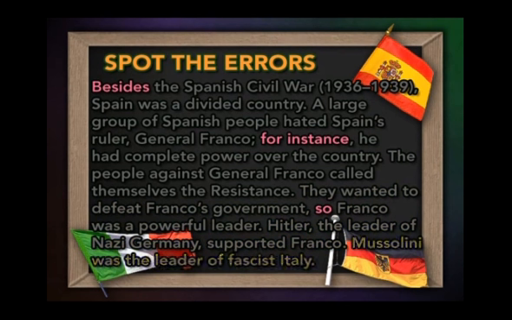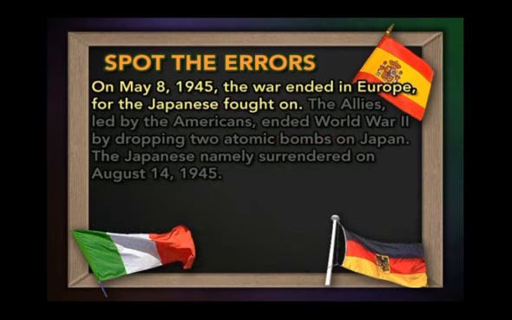So far, besides, for instance, and so are not showing the correct relationships that I need with these sentences. On May 8, 1945, the war ended in Europe for the Japanese fought on. Well, as that's written, it suggests that the war ended because the Japanese fought on, which makes no sense whatsoever.